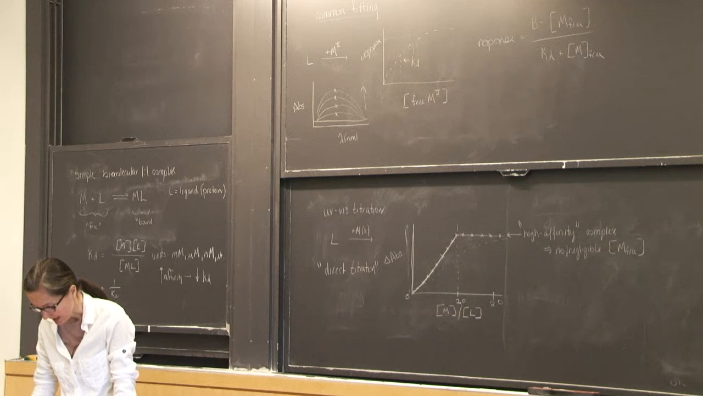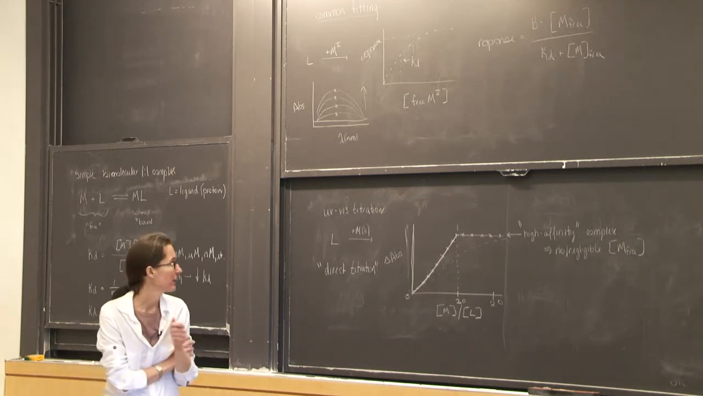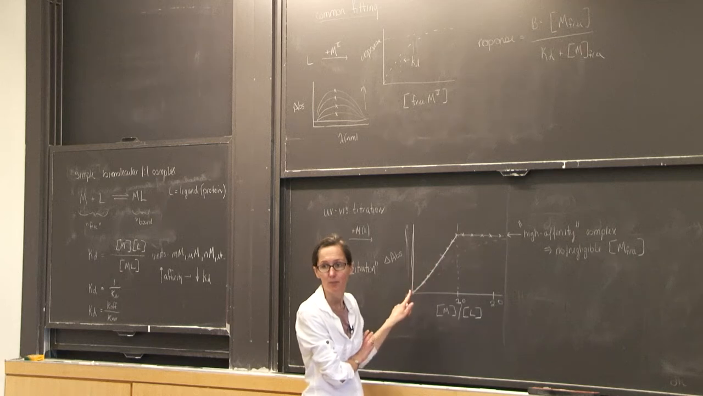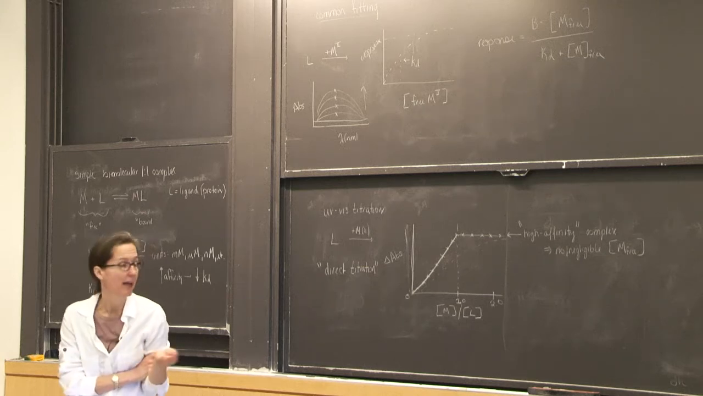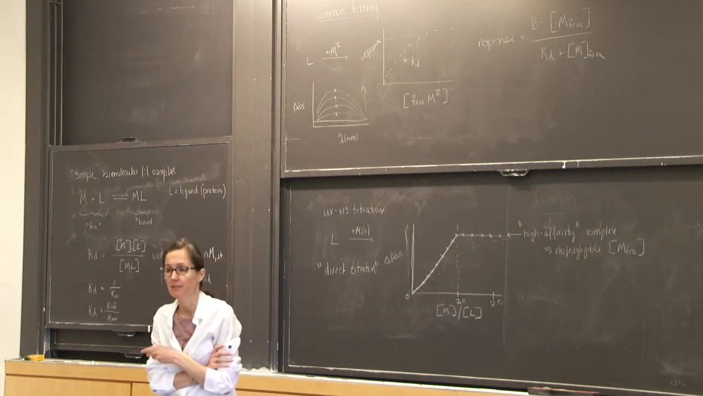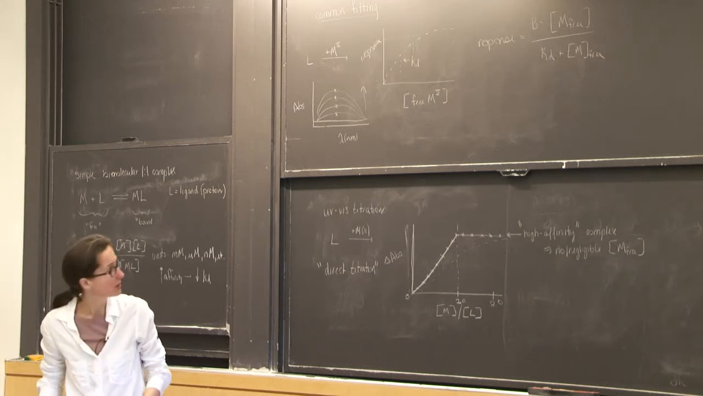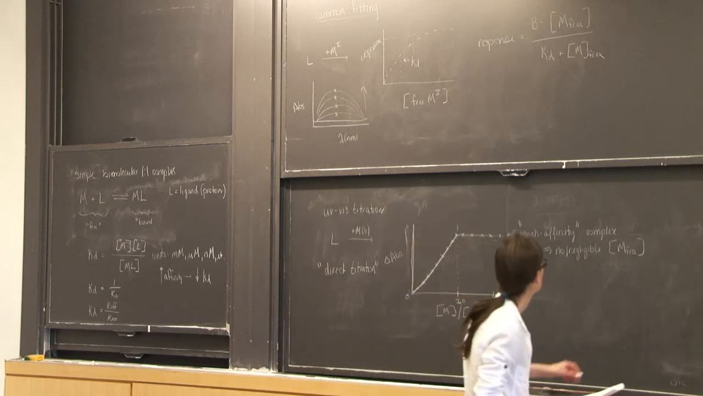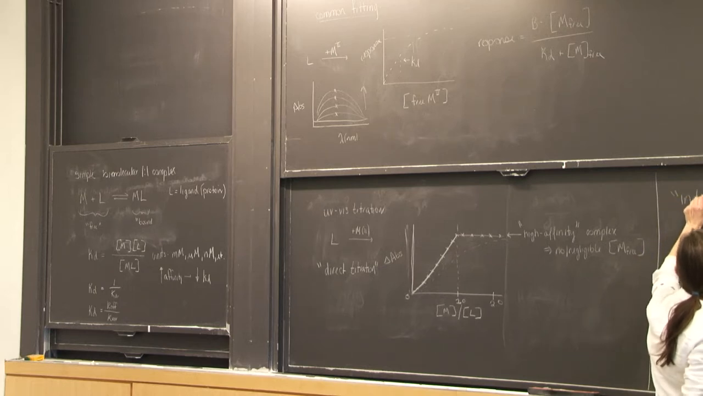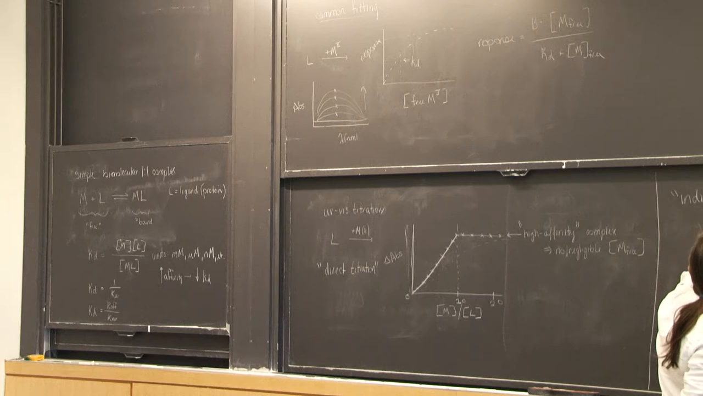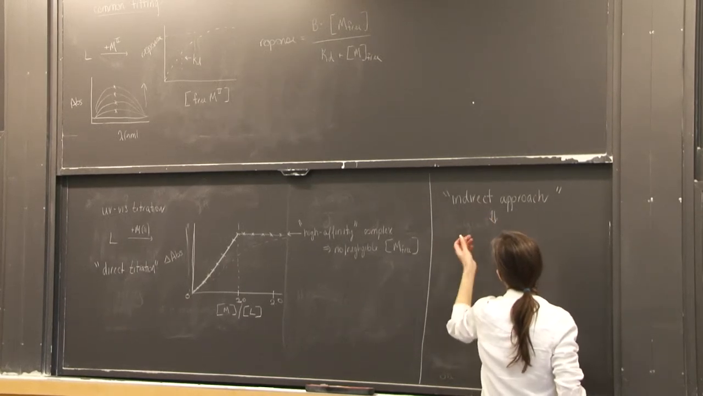So what can be done in order to get more information than what's shown here for a high affinity site? So let's say you're not able to work at a concentration that's appropriate, based on the KD of this high affinity site, that you need to work at a higher concentration. What can be done? So effectively, what is often done is what I'll call an indirect approach. Another way this is described is to set up a competition titration.